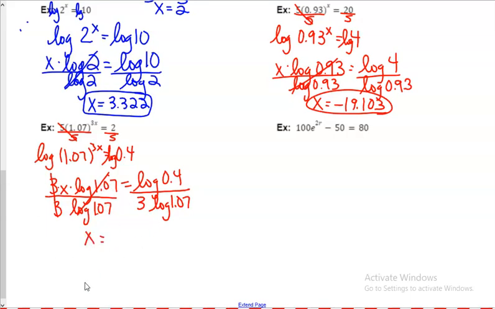And again, I'm turning to my calculator to divide that log of 0.4 by, now down here, if I were you, I would put parentheses around that and do divide by parentheses 3 times the log of 1.07. And what you should get is negative 4.514 as the decimal approximation for this. So again, if you're having trouble getting the right decimal to come out of your calculator, please contact me so we can work through that.